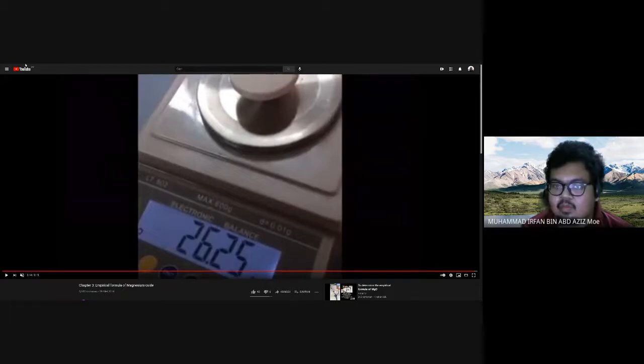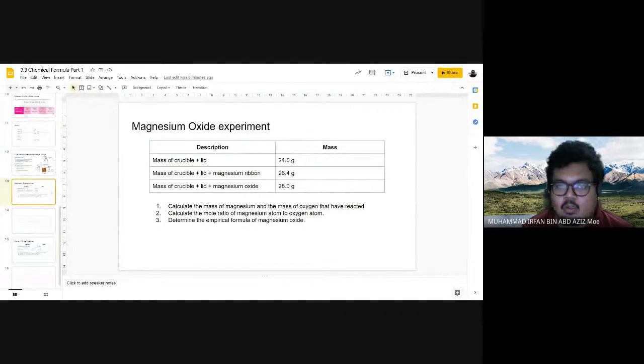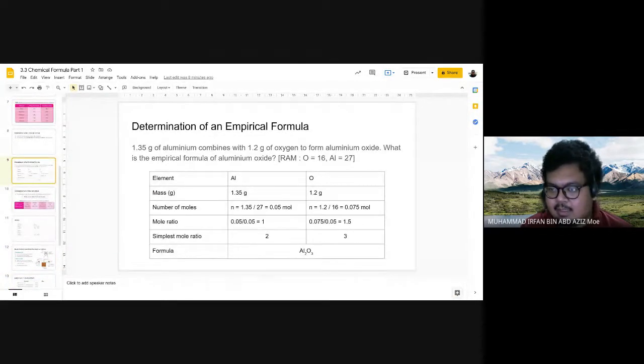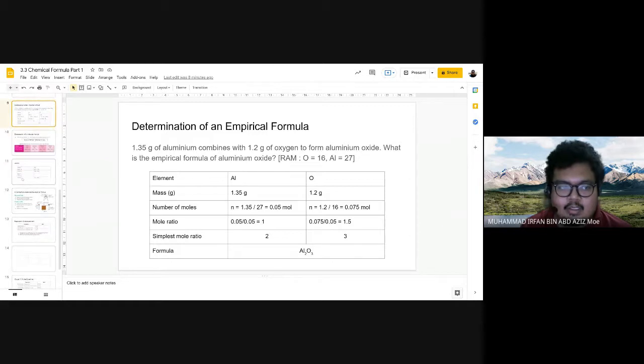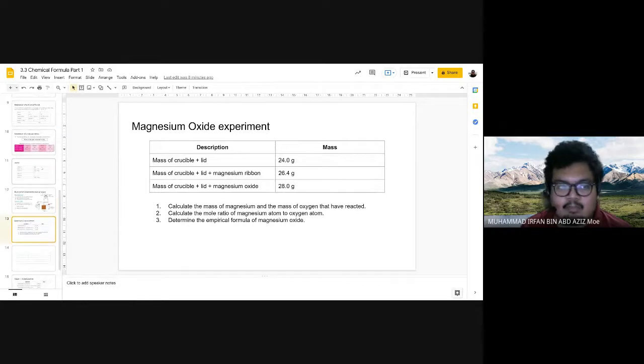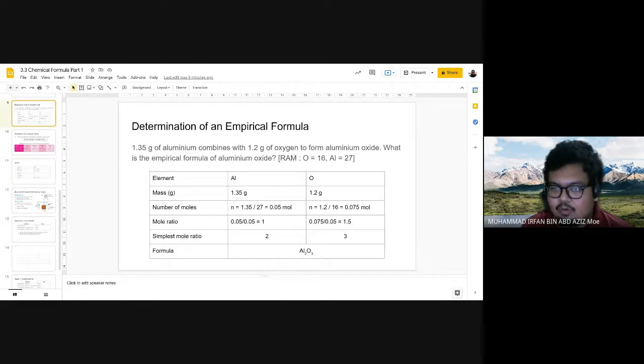Okay, and then you will get this table lah. Ni copper. You will get this table. So first kali kena tahu berapa berat dia, baru you boleh buat table macam ni. So you put lah element Mg and then O. So untuk calculate the mass, calculate the mass of magnesium dulu. 26.4 minus 24. You will get apa? 2.4 gram. Right lah, 2.4 gram dekat sini.